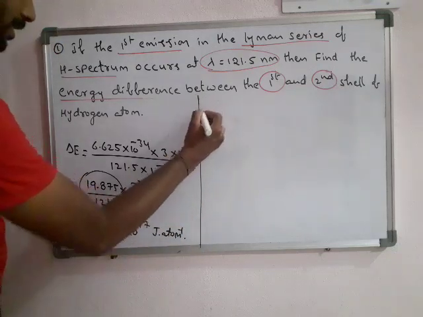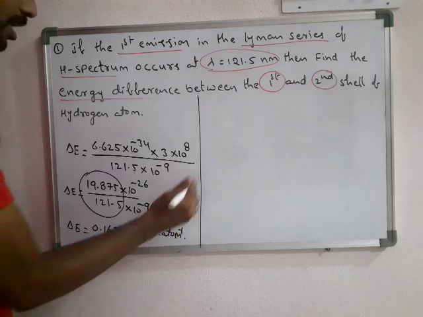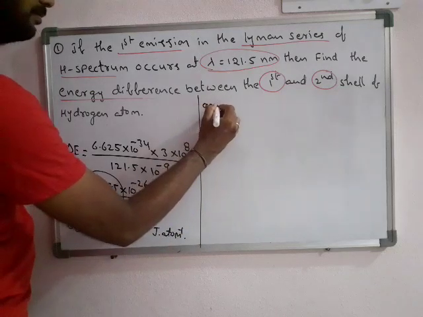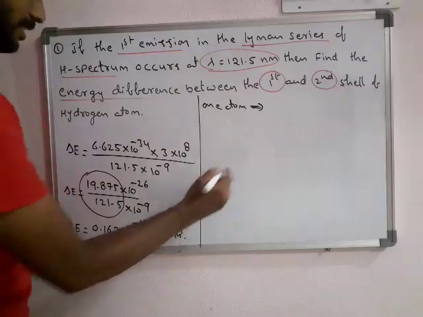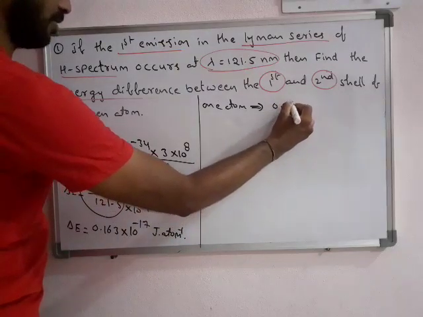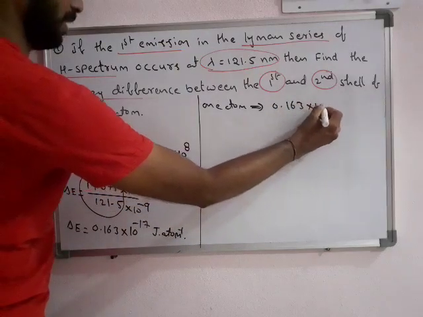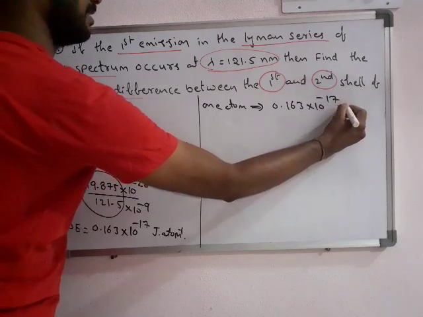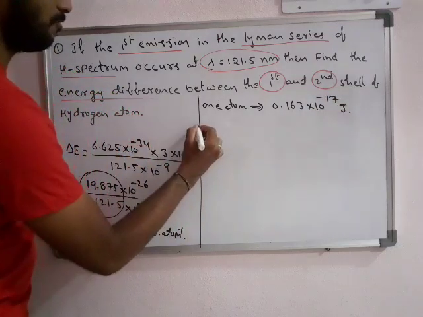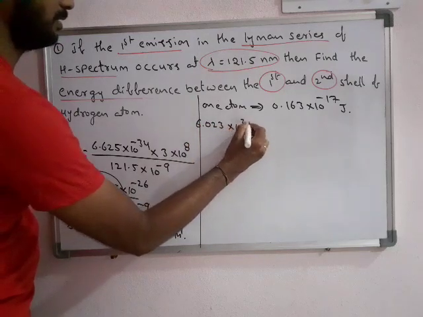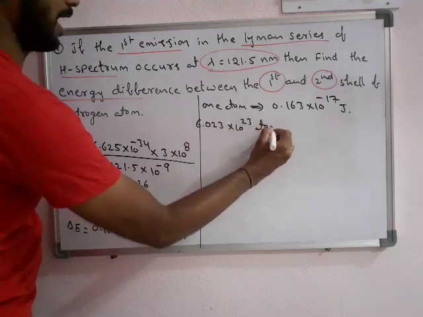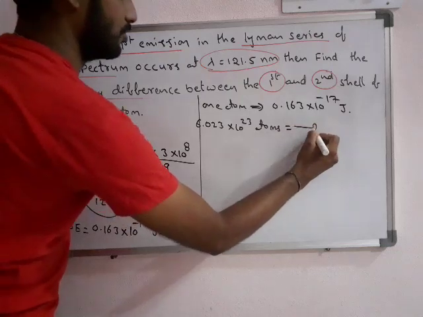So let's convert it into joules per mole. For one atom, the energy difference is 0.163 into 10⁻17 joules. What do I do for 1 mole? 1 mole means 6.023 into 10²³ atoms. So what is the energy?